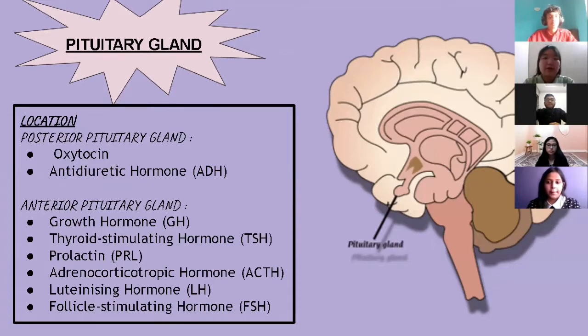In the anterior pituitary gland, it will secrete growth hormone, thyroid-stimulating hormone, prolactin, adrenocorticotropic hormone, luteinizing hormone, and lastly follicle-stimulating hormone.